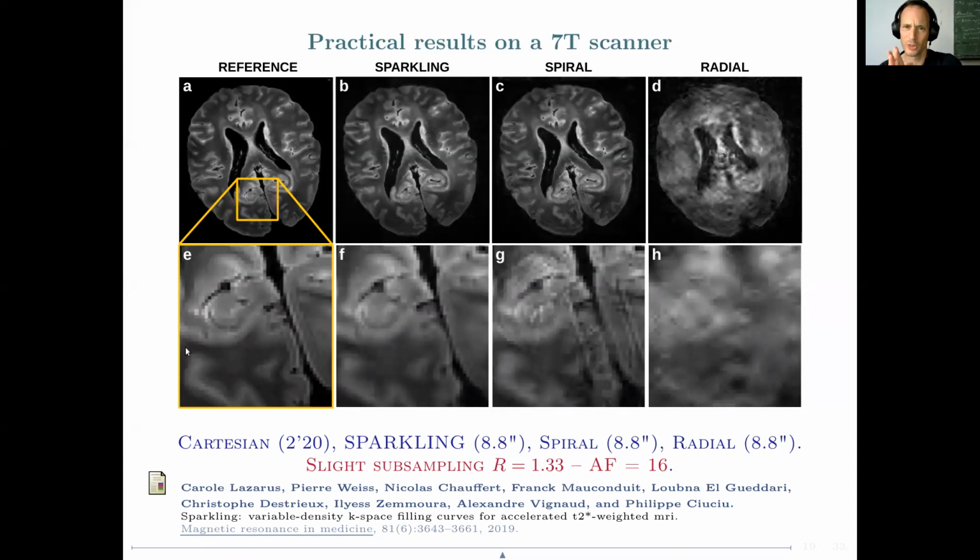When we published this paper, we were really happy. We felt we were the bosses of sampling in magnetic resonance imaging. We felt that we dominated the field, and then deep learning came, and we had to revise our conclusion.